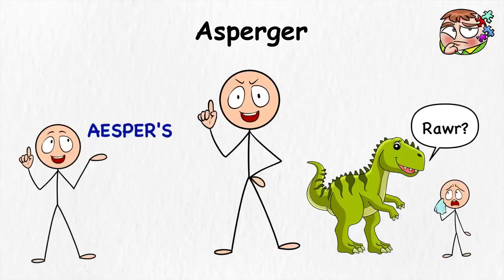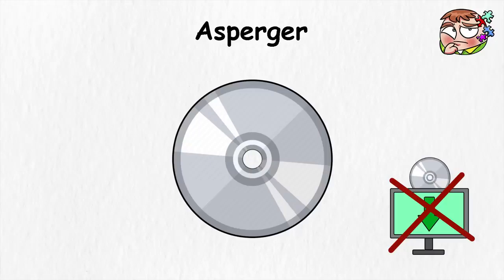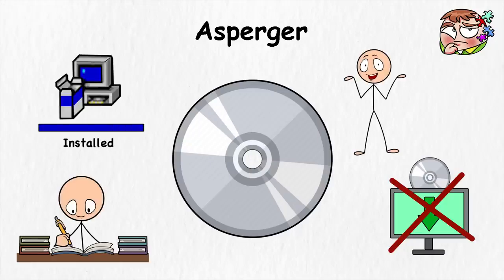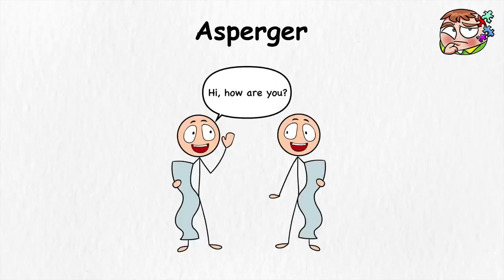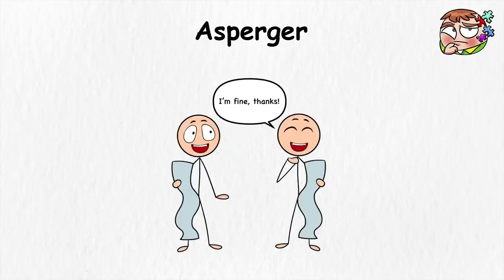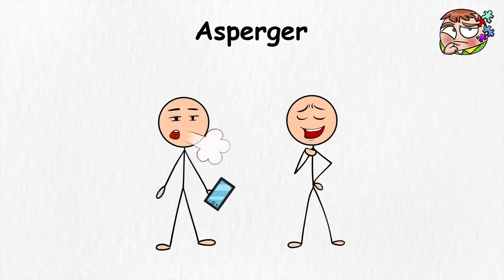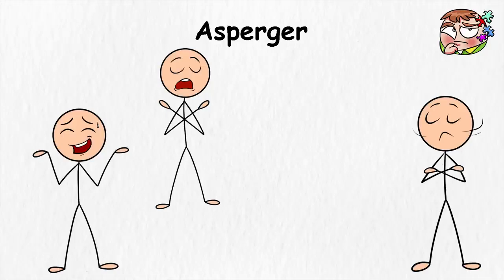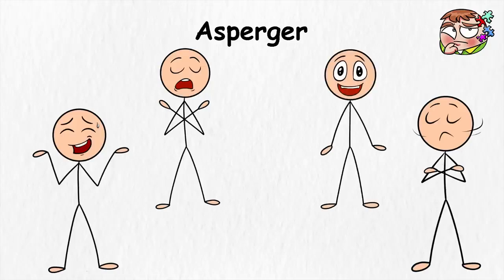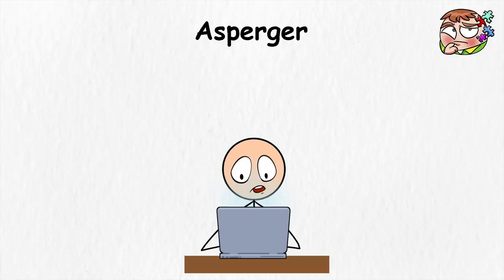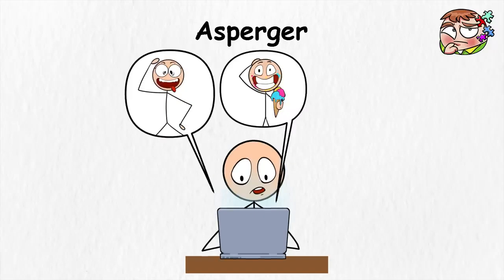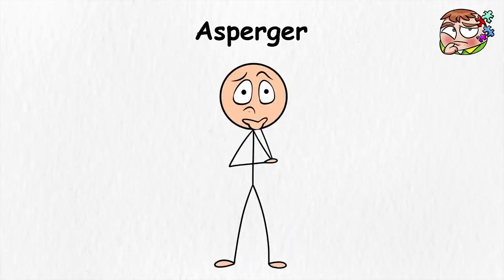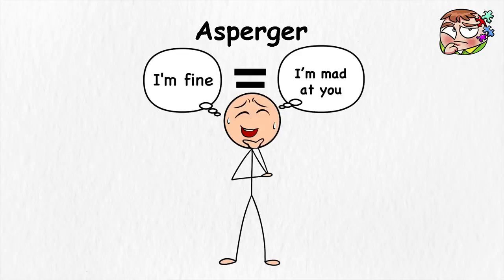But for people with Asperger's, that social software isn't installed by default. Instead, they learn it manually, like installing Windows 98 from a CD-ROM. They may use scripts like, "Hi, how are you? I'm fine, thanks," or rules like, if someone looks at their phone while you're talking, then they might be bored, to navigate conversations. And no, it's not that they don't care. Quite the opposite. They often care deeply, but need help decoding the very weird, very messy, very inconsistent way humans communicate. I mean, who decided that "I'm fine" sometimes means "I'm mad at you"?